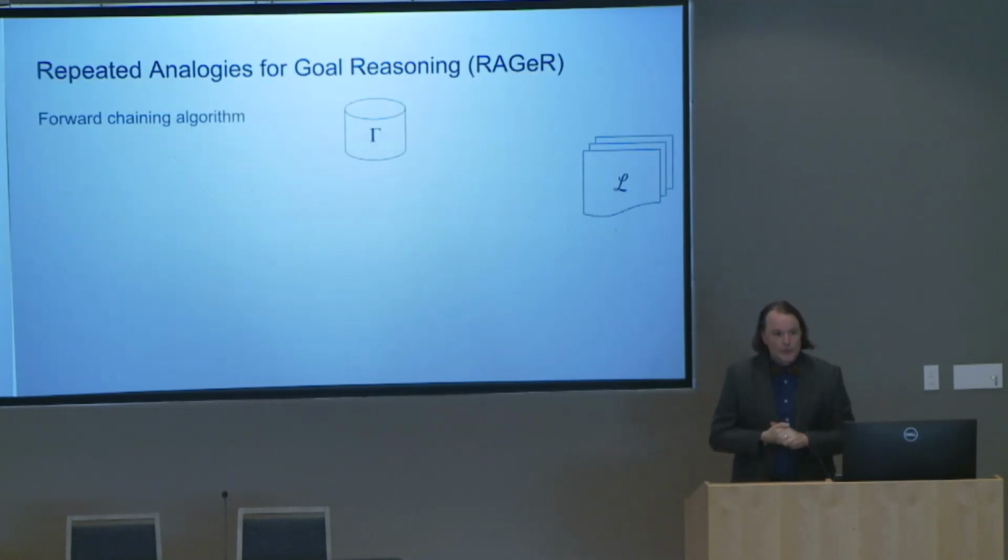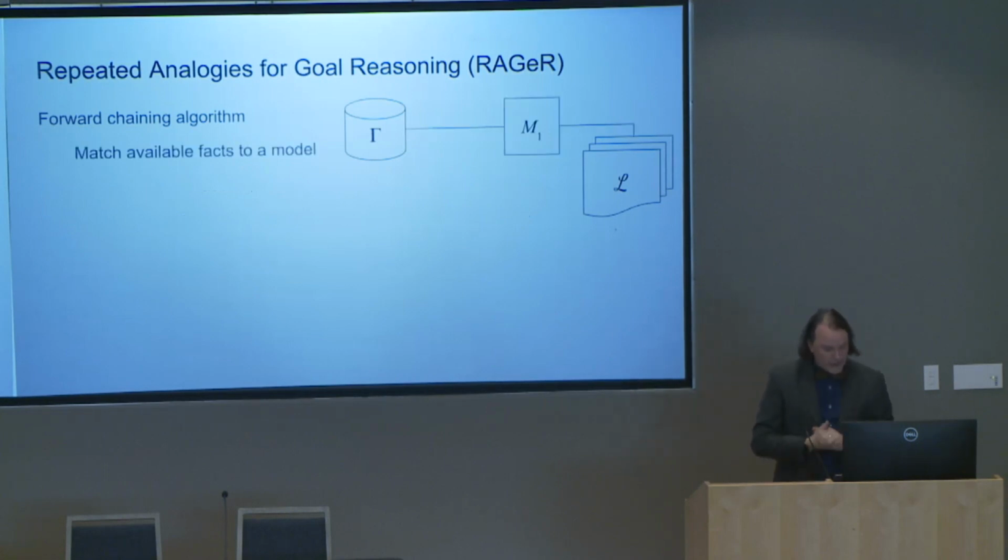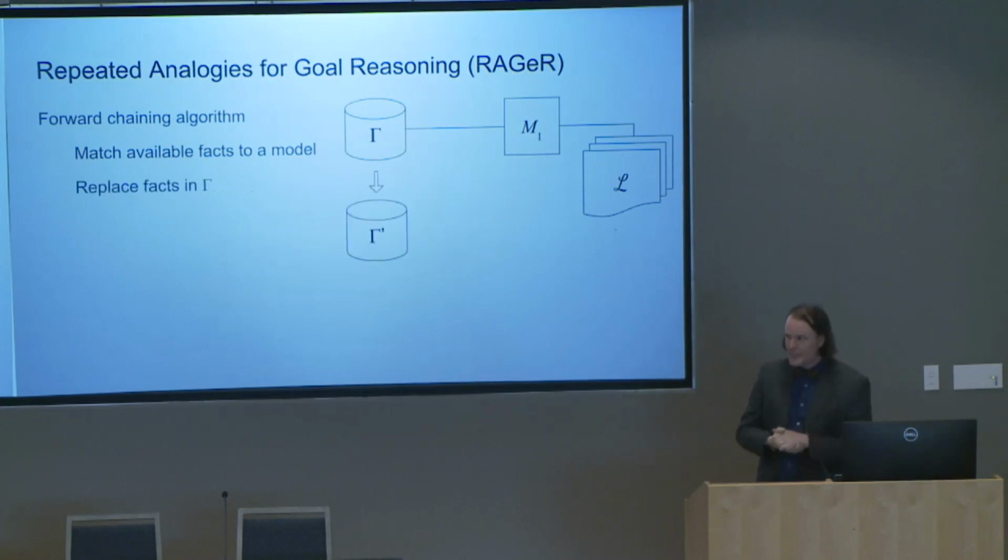So as a quick overview of what this algorithm is, we call it RAGER, repeated analogies for goal reasoning. And this is a forward chaining algorithm. So we start off with gamma, which is our set of available facts. We also have over here our model library. And so it's going to look in the model library and find one of the models that matches with the available facts. Once it finds a match, it's going to apply the model and create a new gamma, and this new gamma is going to replace some of the facts in the old gamma and add in some new ones.